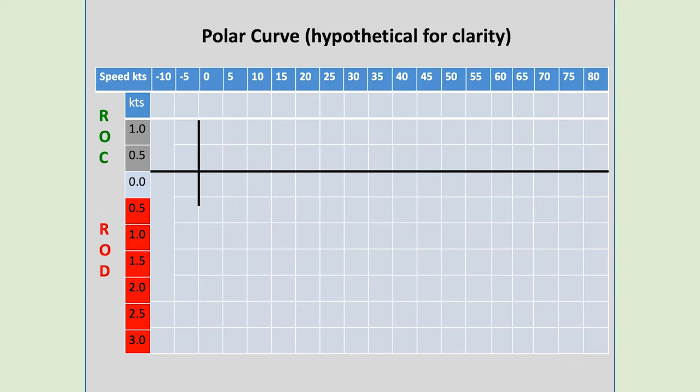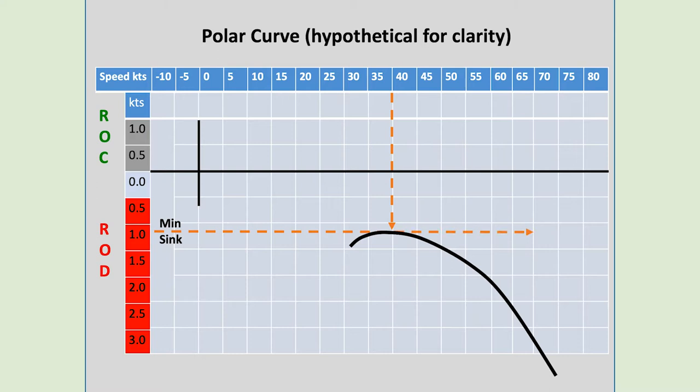The polar curve then, for this is a purely hypothetical diagram for clarity. So to the left we have the glider's rate of descent, and if it were climbing, a rate of climb. At the top we have the speed. And if we plot speed with rate of descent, we get a graph like this. This indicates our minimum sink speed.